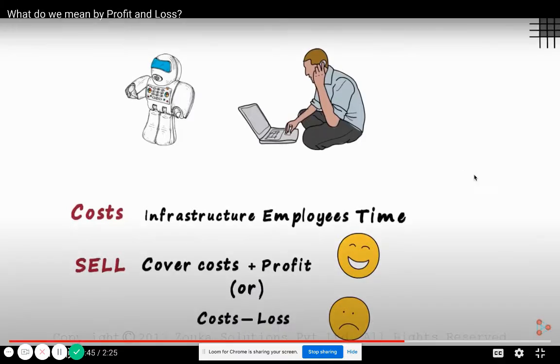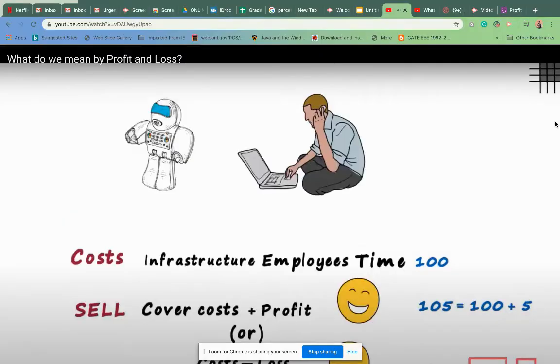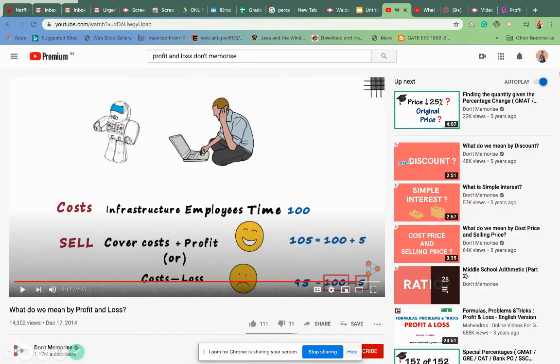Let's take a simple example to understand these two things. Assume your total cost is 100. If you sell it at 105, it means you made a profit of 5. It can be written as 100 plus 5, cost plus profit. If your product does not do well and you decide to sell it at 95, it means you made a loss of 5. It can be written as 100 minus 5, cost minus the loss.